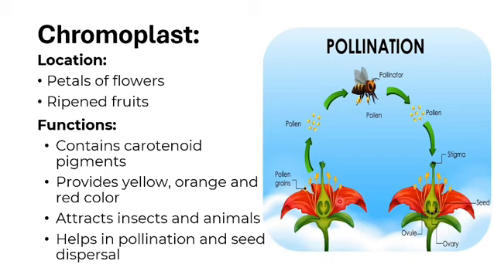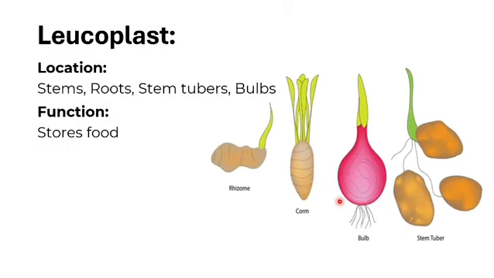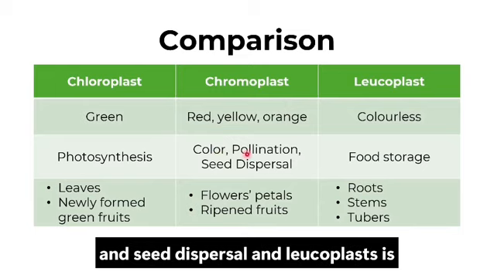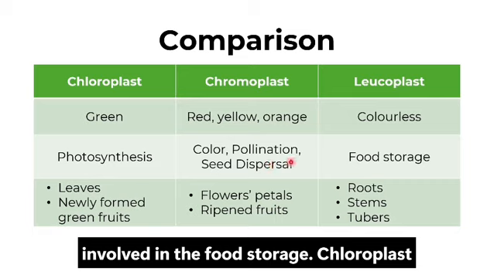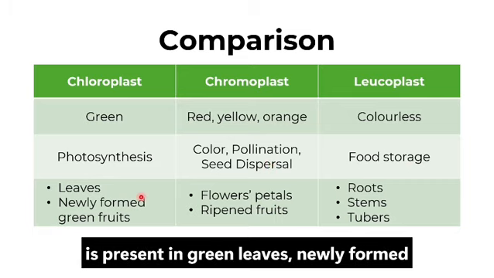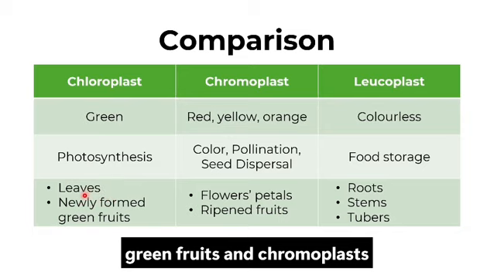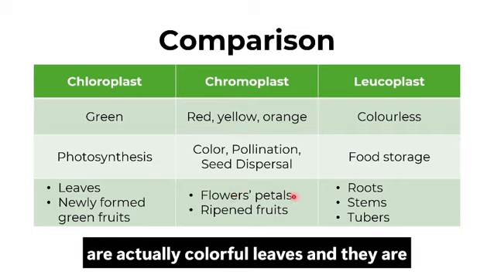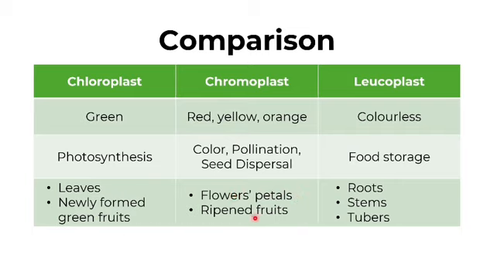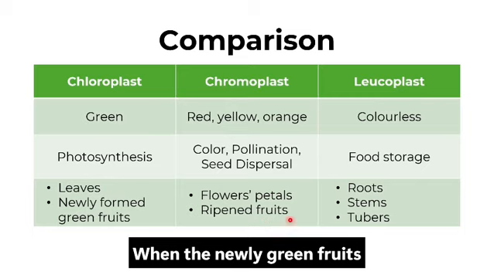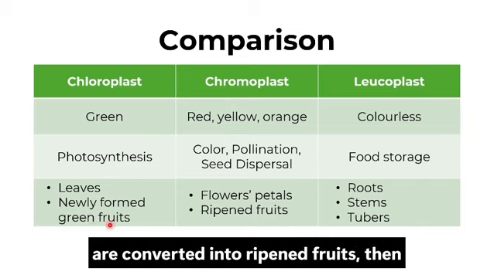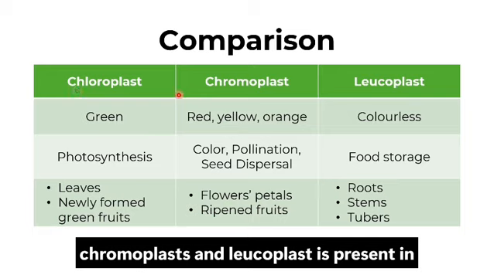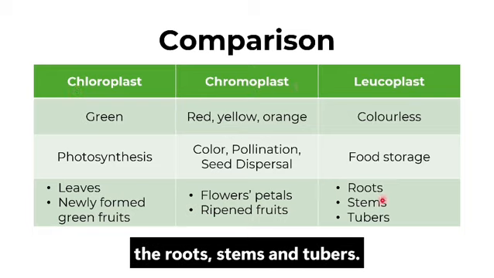Chromoplast is involved in coloration, pigmentation, pollination, and seed dispersal, and leucoplast is involved in food storage. Chloroplast is present in green leaves and newly formed green fruits, and chromoplasts are present in the flower's petals, which are actually colorful leaves, and they are also present in ripened fruits. When newly formed green fruits convert into ripened fruits, it means chloroplast is converted into chromoplast. Leucoplast is present in the roots, stems, and tubers.